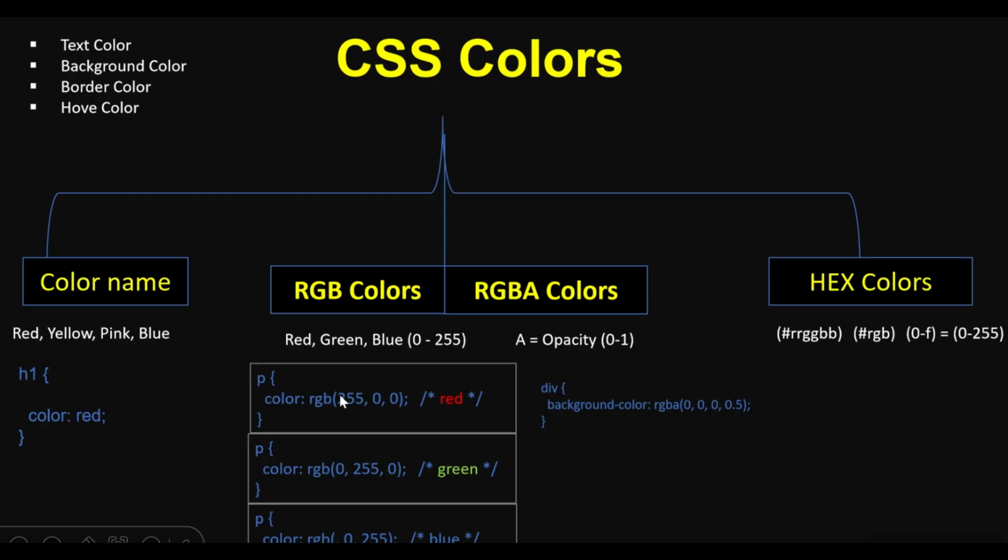Just like in RGB, the value moves from 0 to 255. So here the minimum value is 0 and the maximum value is 255. Here the minimum value is 0 and the maximum value is F. That is, F is equal to 255 and 0 is equal to 0. So both are equal. Just add this hash symbol. Let's see the example.